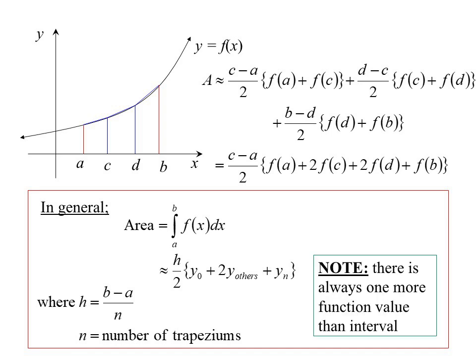If you want to keep a check on yourself, you should always end up with one more function value than you do the number of trapeziums. So the picture I've got here, I've got 4 function values but 3 trapeziums.